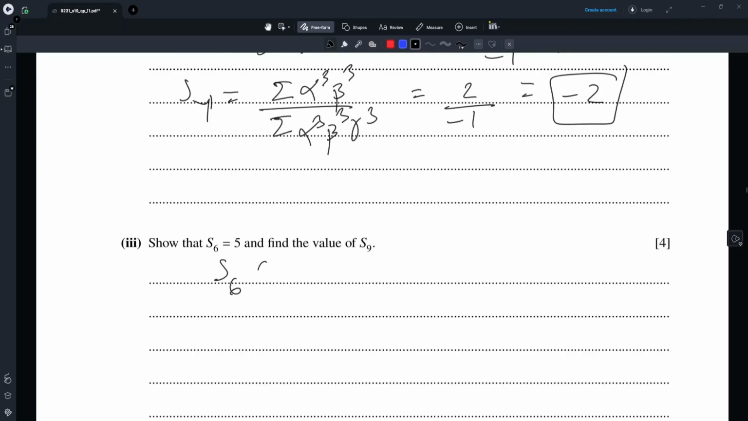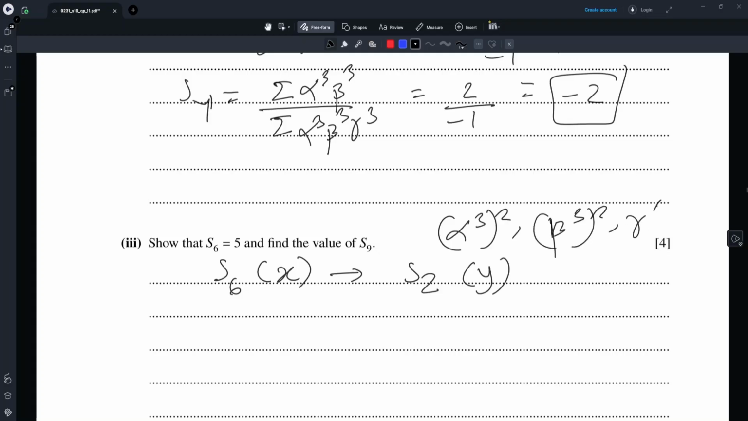So S6 of x is the same as S2 of y. Basically, we have alpha cube whole square, beta cube whole square, gamma cube whole square being added together, which is the same thing as alpha to the power 6, beta to the power 6, gamma to the power 6. So this is how it looks like.